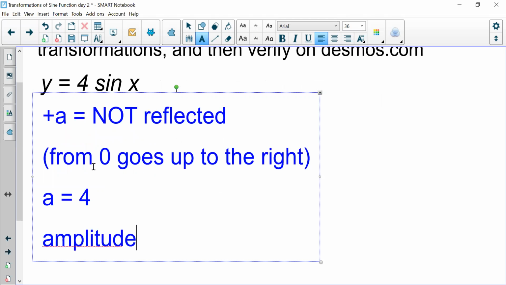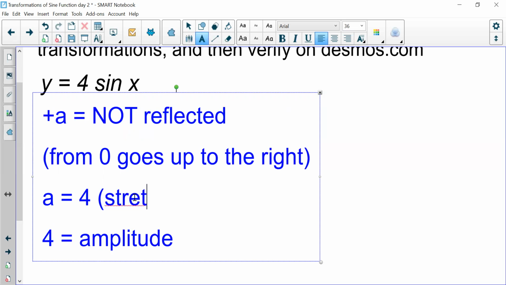It's going to the highest and the lowest value going to be? +4, -4. Perfect. Okay, do you think then, so normally it goes from 1 to -1. If it's going up 4 and down 4, has that been stretched or compressed? Stretched. Perfect. So we're going to try this on Desmos now and see if we're right.